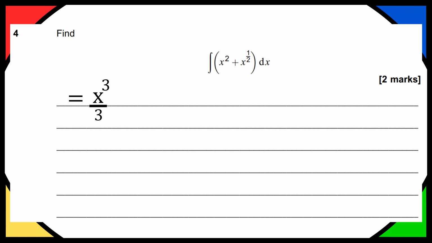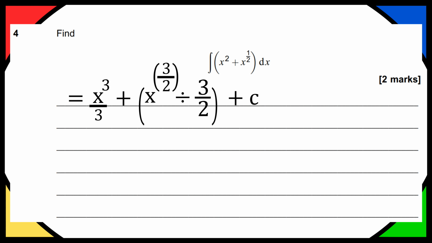Next we're dealing with x to the power of a half. So first thing we want to do is add 1 to the power. That's going to give us x to the power of 3 over 2. And then we divide it by the new power, which is 3 over 2. So it's going to be x to the power of 3 over 2 divided by 3 over 2. Cool? Hopefully that makes sense.